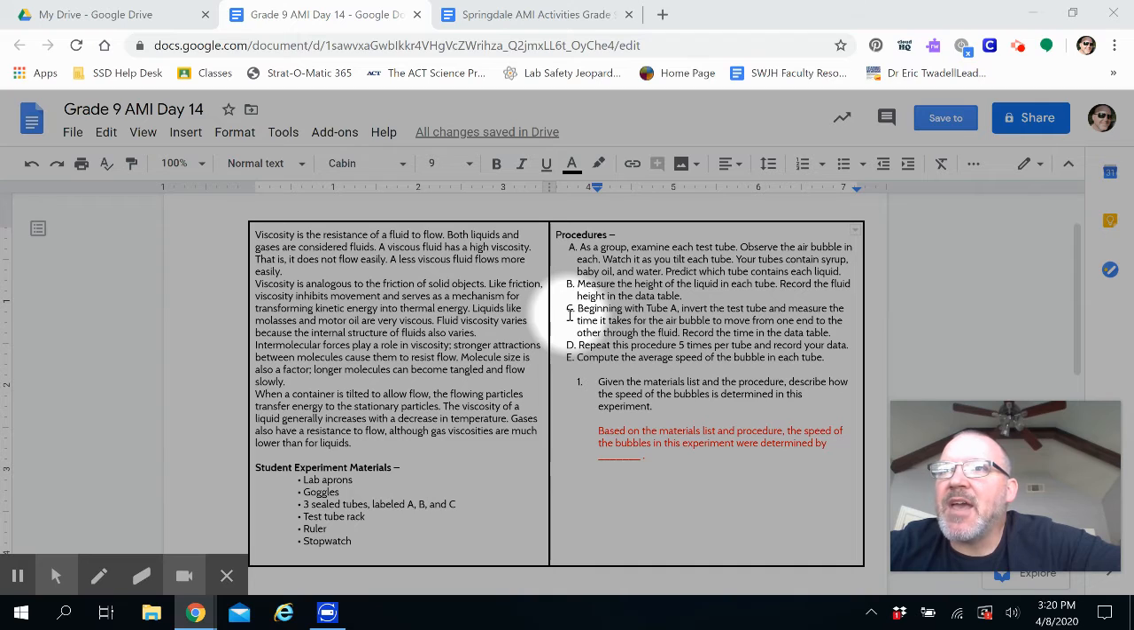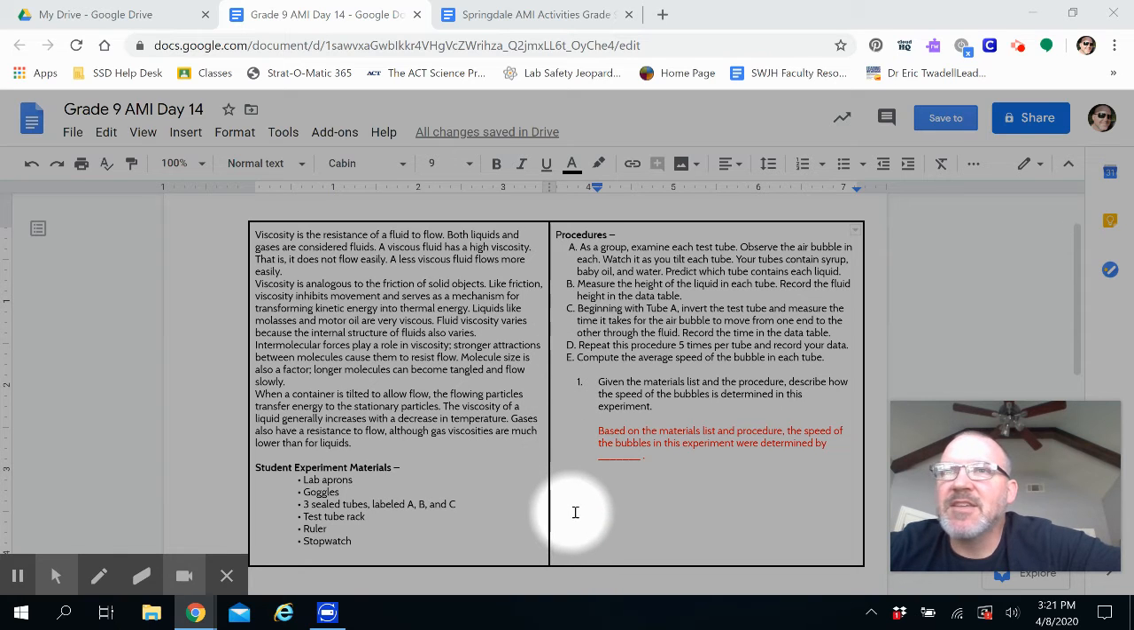C. Beginning with tube A, invert the test tube and measure the time it takes for the air bubble to move from one end to the other through the fluid. Record the time in the data table. D. Repeat this procedure 5 times per tube and record your data. E. Compute the average speed of the bubble in each tube.